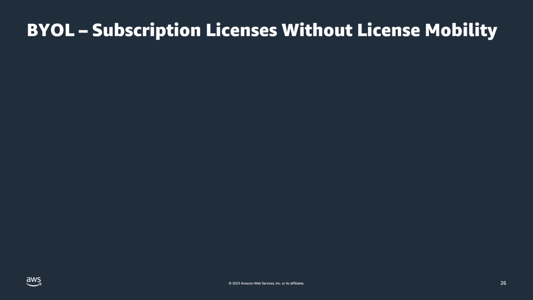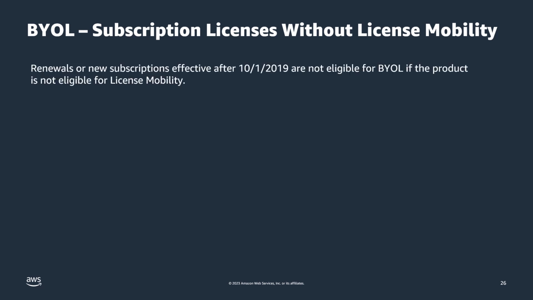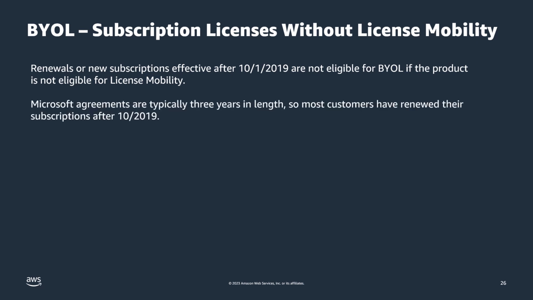Now, subscription licenses without license mobility have a few different rules. A subscription license is a license that customers are renting from Microsoft. They don't own the license. If they stop paying for the subscription, the rights to use the license go away. So renewals or new subscriptions effective after October 1, 2019 are not eligible for BYOL if the product is not eligible for license mobility. Since Microsoft agreements are usually 3 years or less in length, most customers have renewed their agreements since October 1st, 2019 and lost BYOL rights for subscription licenses that don't have license mobility.